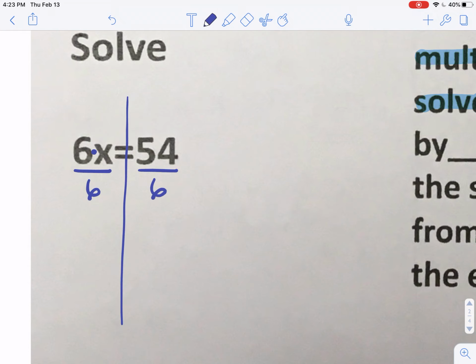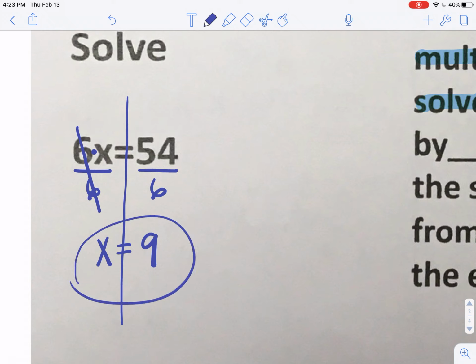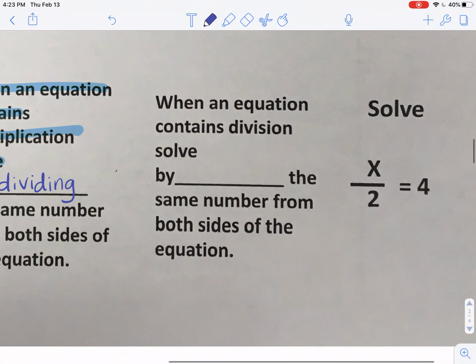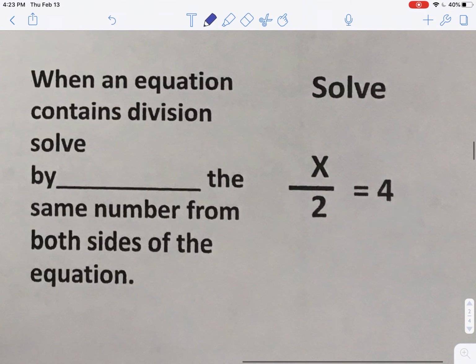So on the left side, 6 divided by 6, these go away, and I'm just left with x equals 54 divided by 6 is 9. So x equals 9 is my answer. Now we're going to move on to the other flap.